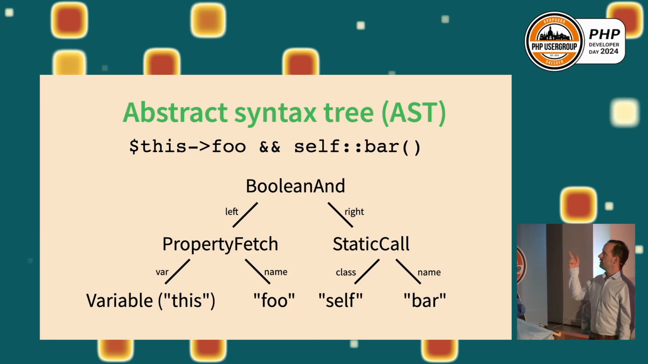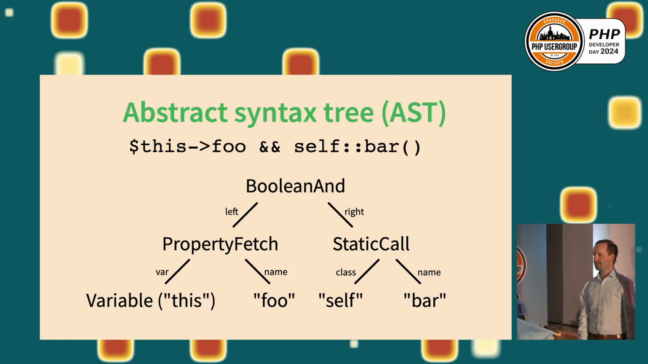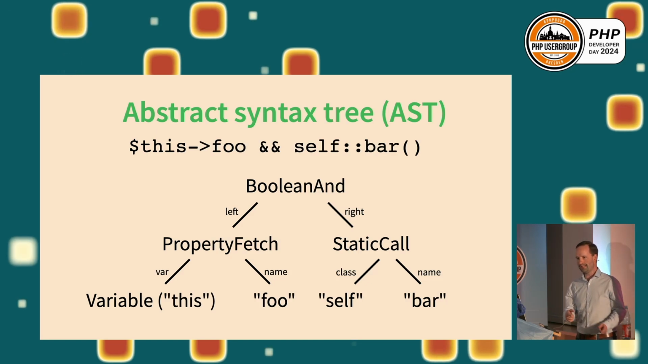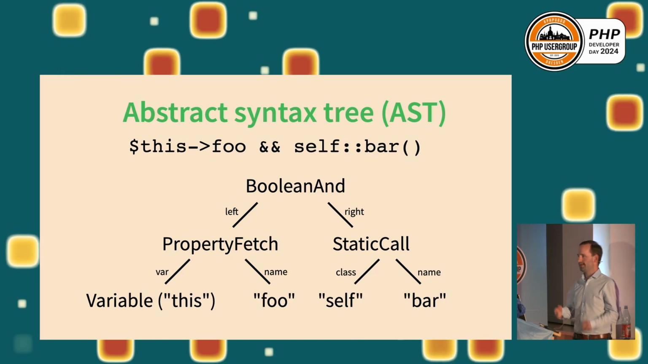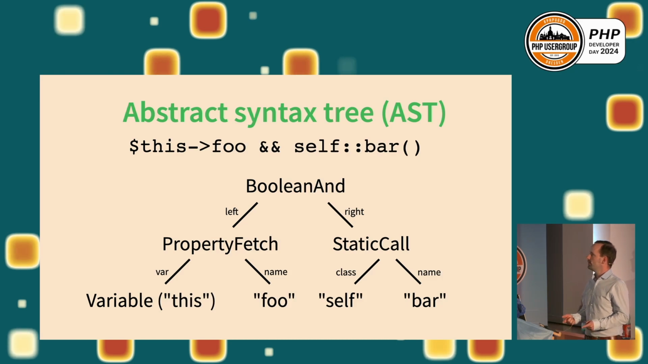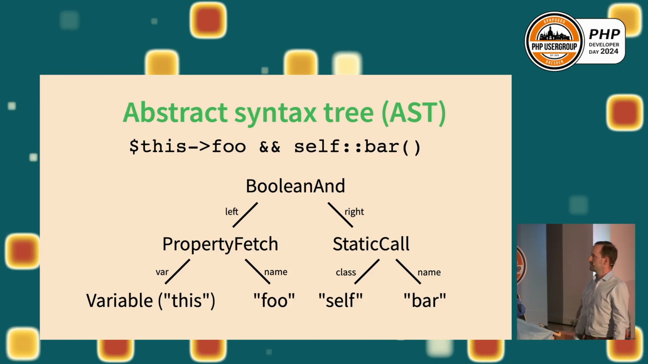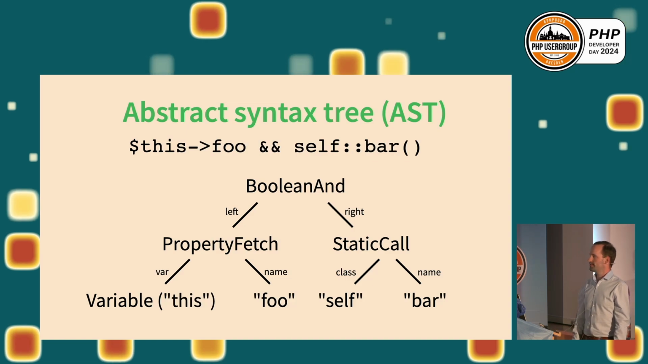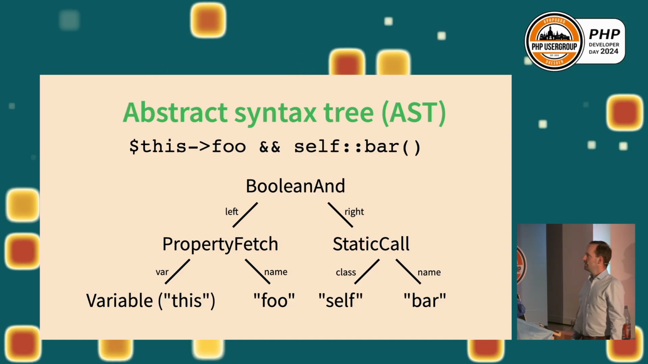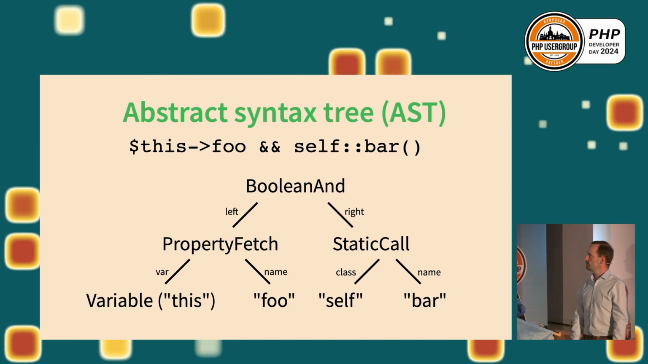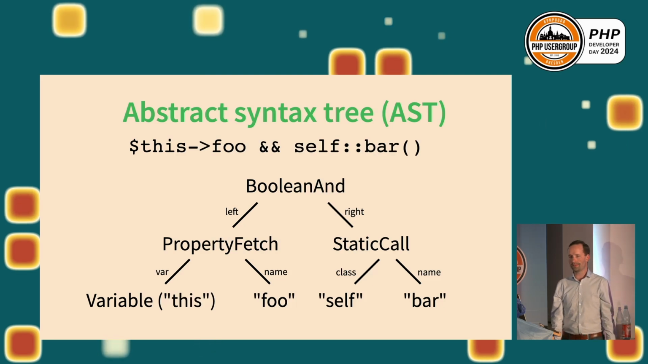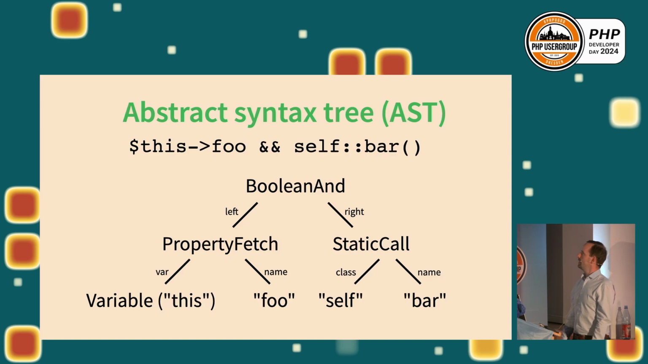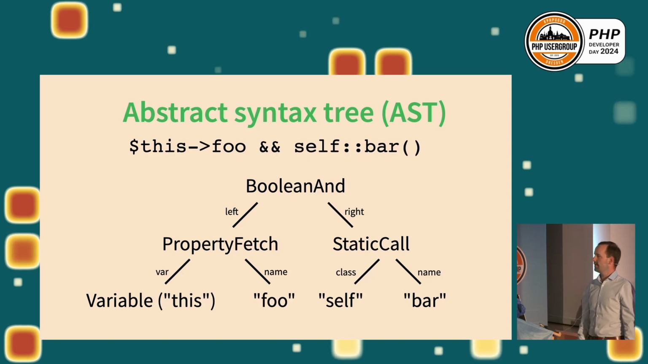So at the top, we have the root expression, which is BooleanAnd. And the AST can tell us what's on the left side of the BooleanAnd and what's on the right side of the BooleanAnd. And when we are accessing the left side, we can see that it's a property fetch. And it's a property fetch on variable this. And the property fetch name is foo. And on the right side, we have a static call on the current class, on class self. And the called method name is bar.